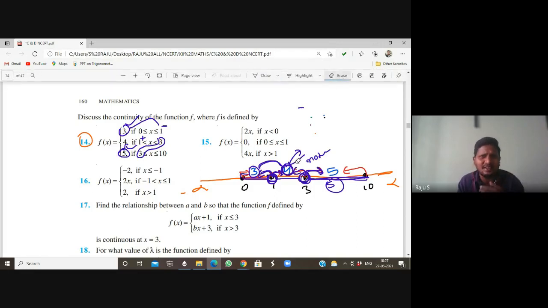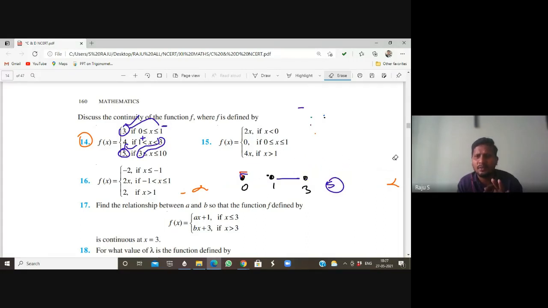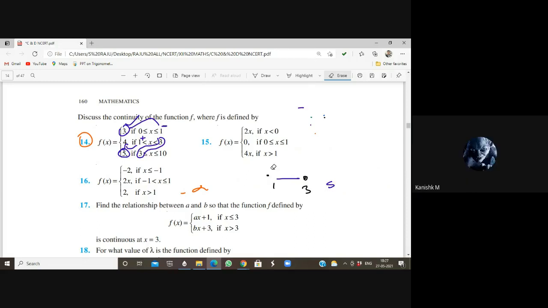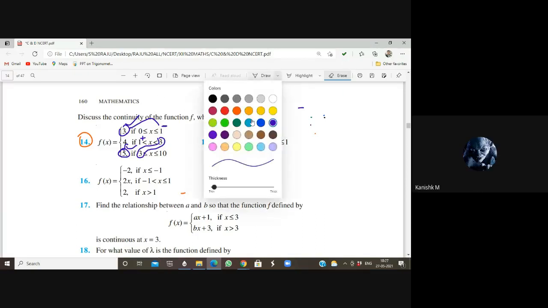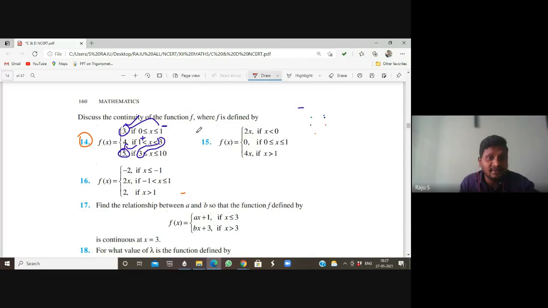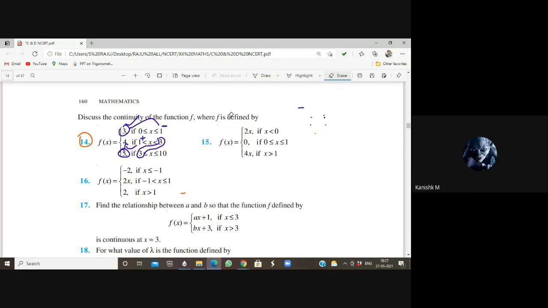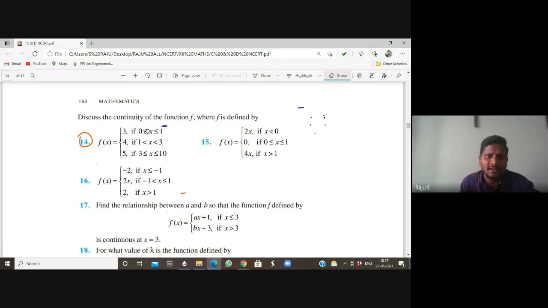Writing the steps and all is very easy, but first you should understand where it is continuous and where it is not continuous. So according to the question, at the 2 ends it is discontinuous, sir. Yes, 1 minus and 1 plus, and 3 minus and 3 plus, it is discontinuous. Exactly. So we can conclude clearly, what are the 5 cases? Here I have written 5 cases.